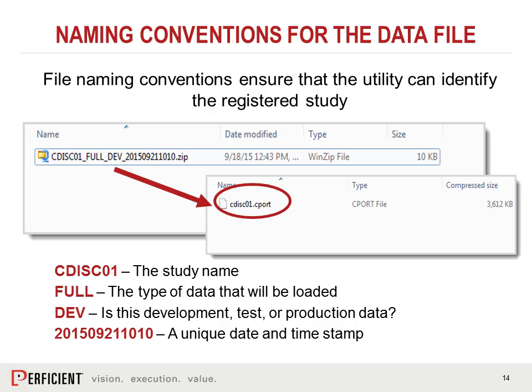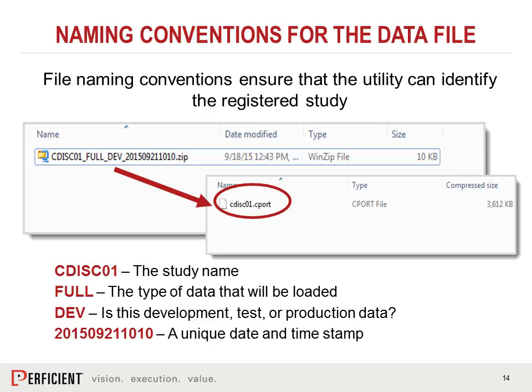And the final link between the file load utility and the warehouse are the naming conventions that are defined for the file you'll be receiving. A file that you'll be receiving for this file load utility must follow a defined naming convention, and that naming convention will point to or reference a specific entry in that registration table. So in this example, we are receiving a zip file, and it contains, as the first parameter, the study name. In this case, it's CDISCO1.